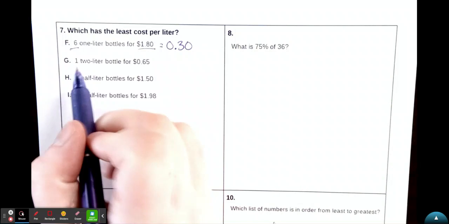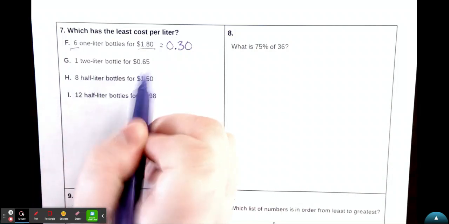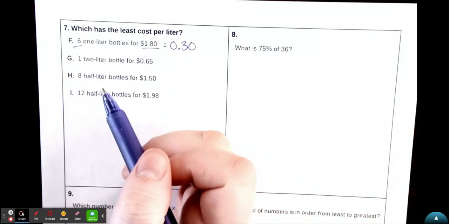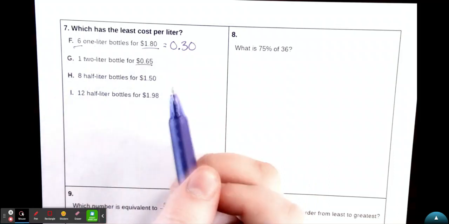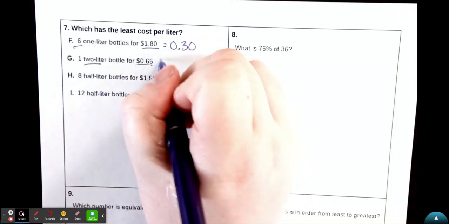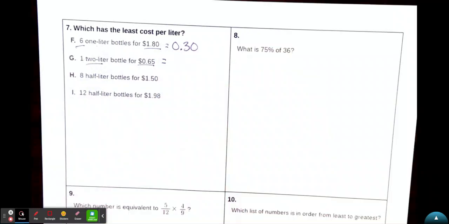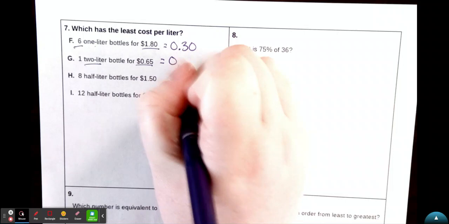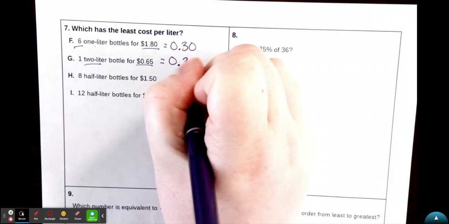Okay, 1 2-liter bottle for 65 cents. Does that mean it's 65 cents? No, that's a 2-liter bottle. We want to know per liter. So what would we do with 65 cents? Divided by 2. Okay, and it's 0.325, which in money form, that's about 33 cents.